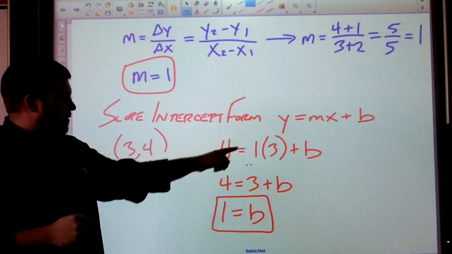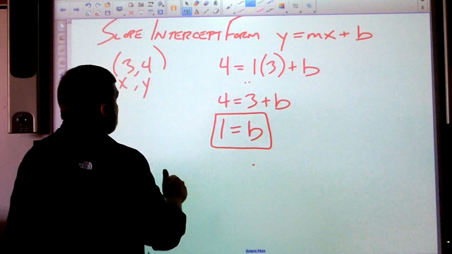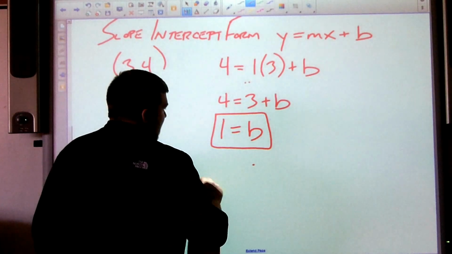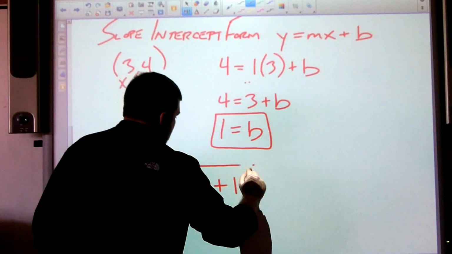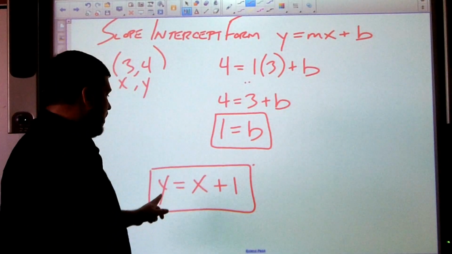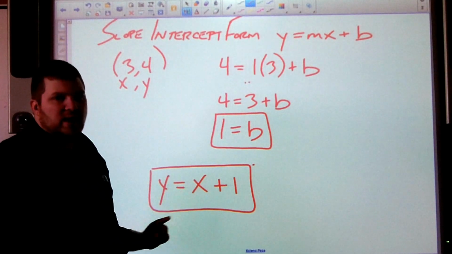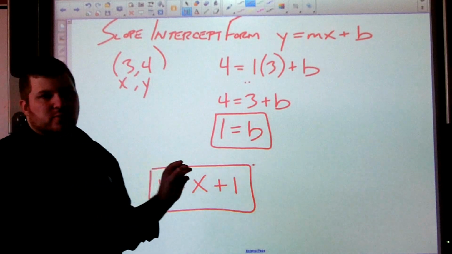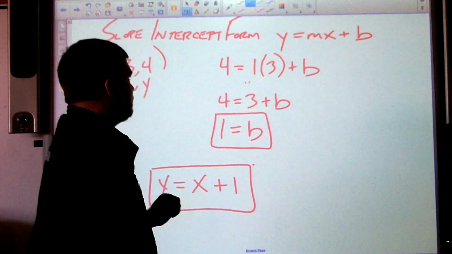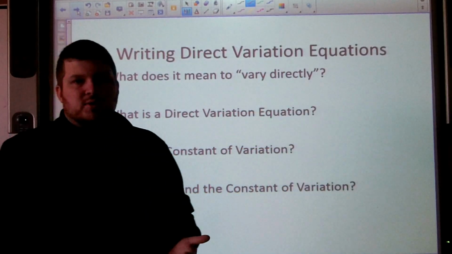All right, so now we're ready to put everything together. So my final answer, the equation of my line, is going to be y equals x plus 1. And that's it. Notice here that when I plugged everything back in, I left my y as a variable and I left my x as a variable. I didn't plug in a specific point because I want to represent the entire line, not just one specific line.